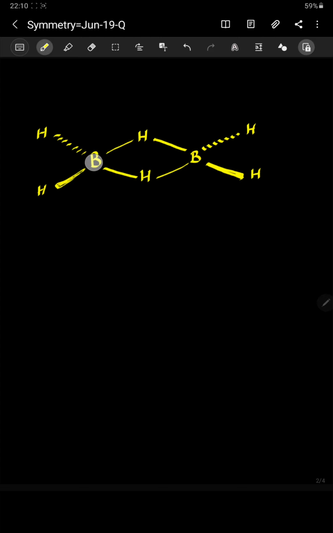When we look at the structure, most of the students are aware of this. There are two borons, and two hydrogens are present which are bridging the two borons. The remaining four hydrogens are called terminal hydrogens. In bonding, we call the bridging ones 3-centered 2-electron bonds, whereas the terminal ones are 2-centered 2-electron bonds. So diborane has altogether four 2-centered 2-electron bonds and two 3-centered 2-electron bonds.